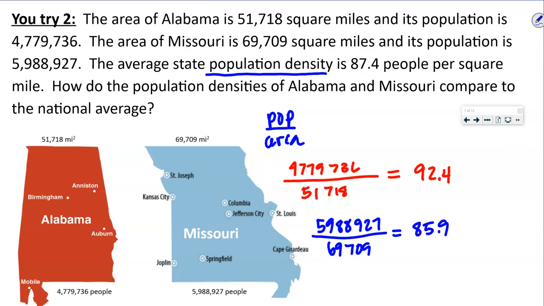So then it asks us here, how do the population densities of Alabama and Missouri compare to the national average? Well, obviously, this one is above the national average, and this one is below the national average. Okay? Good job.